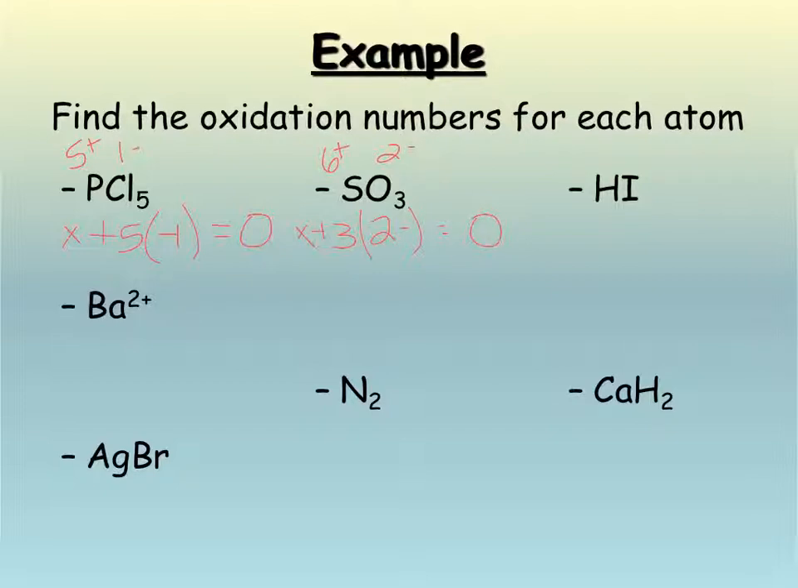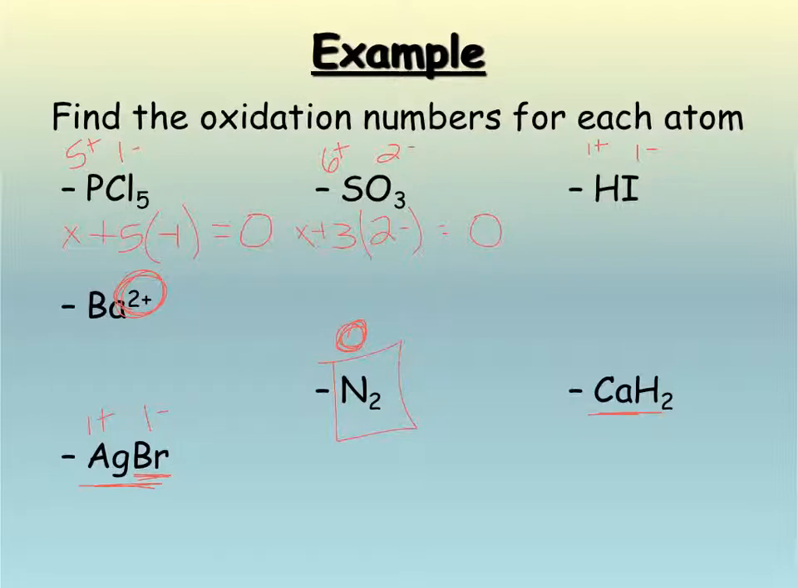All right, here we have HI. I is 1-, and H, because it's bonded to a nonmetal, is 1+. Barium 2+ is a monoatomic ion, so the oxidation number for barium is 2+. N2 is a diatomic element, and all elements in their elemental state are 0. AgBr: Br is the most electronegative, with a charge of 1- on the table, so Ag has to be 1+.